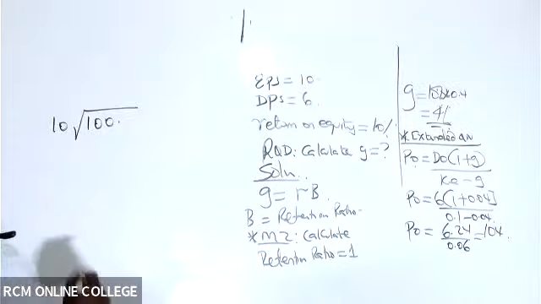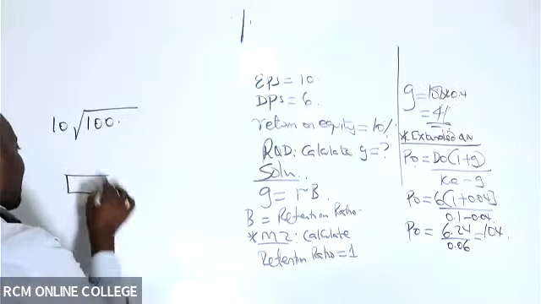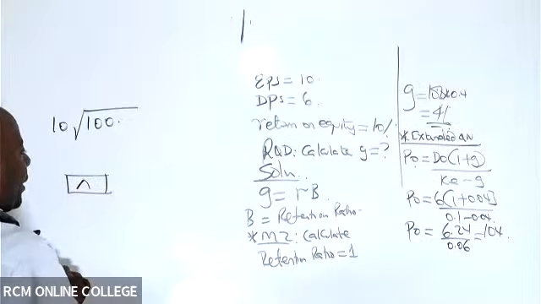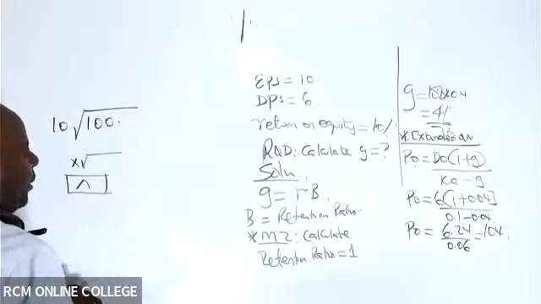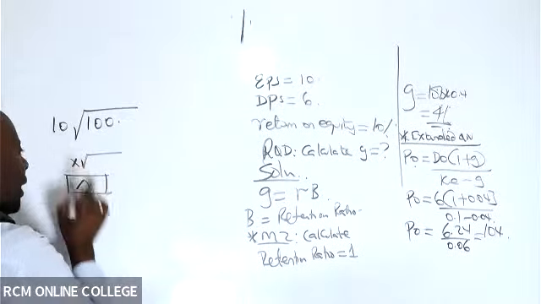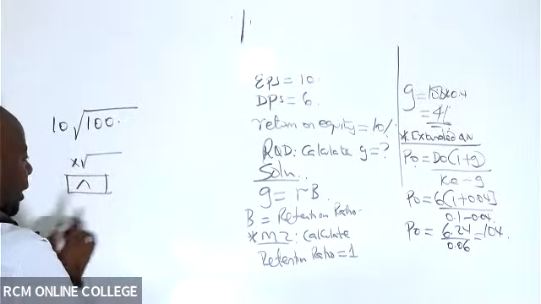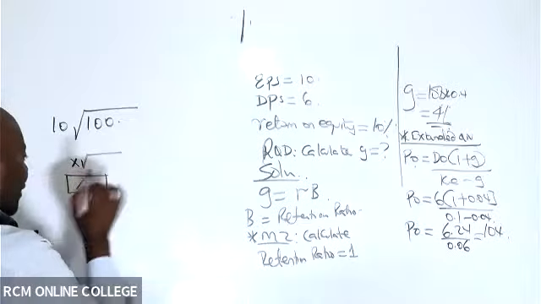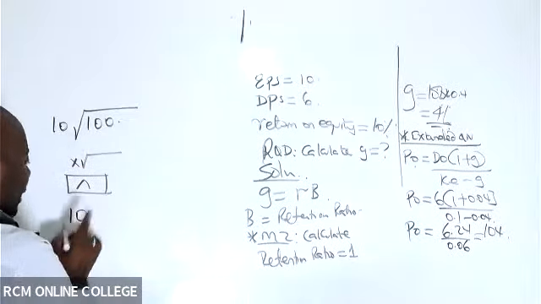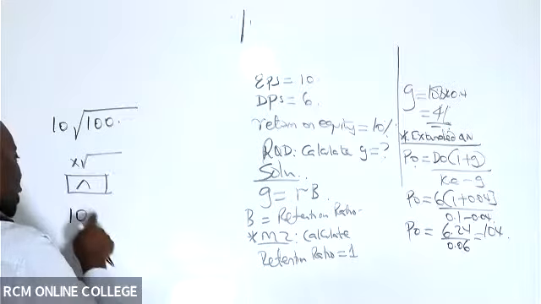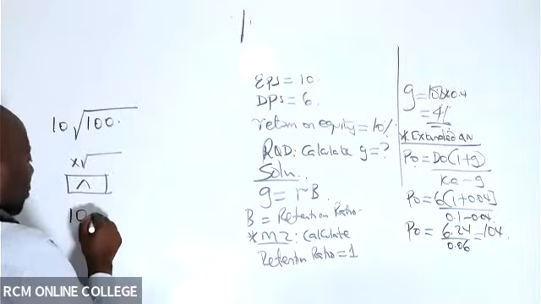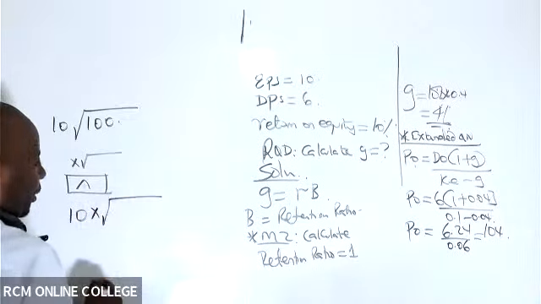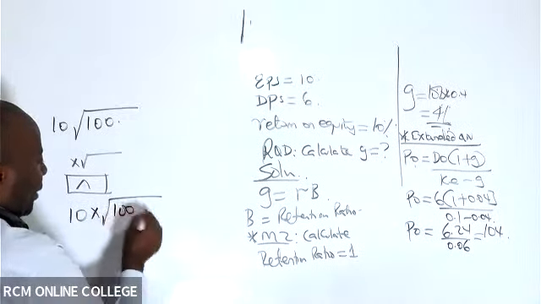I know there is a button written raised to, and on top of it there is an X root, which is yellow in color. So the first thing I will do is press 10, and then say shift and press this. Then I will see something coming up called X root. And then I say 100.